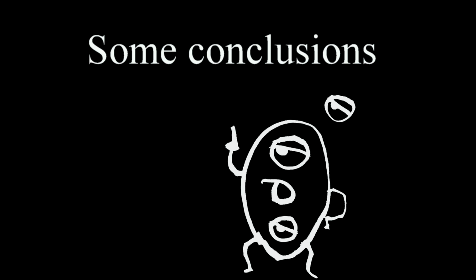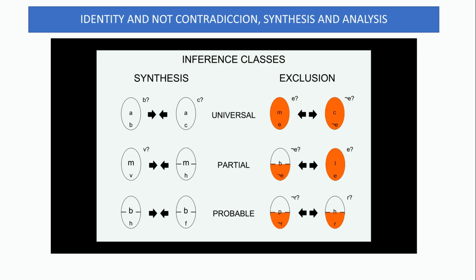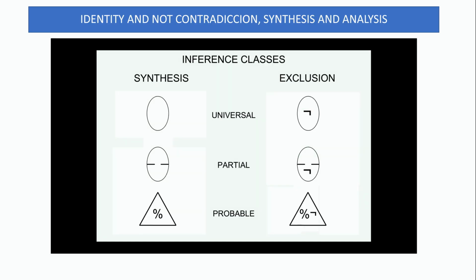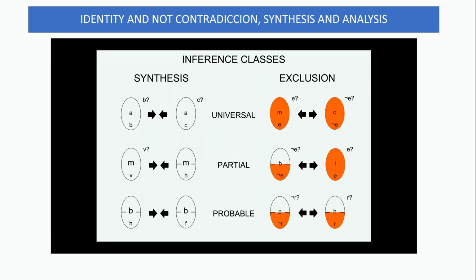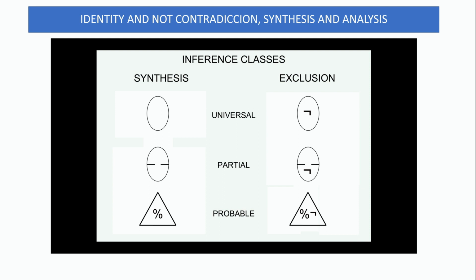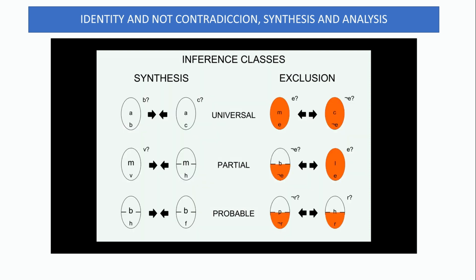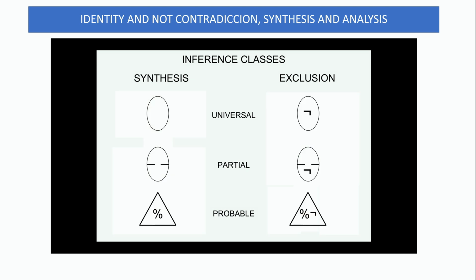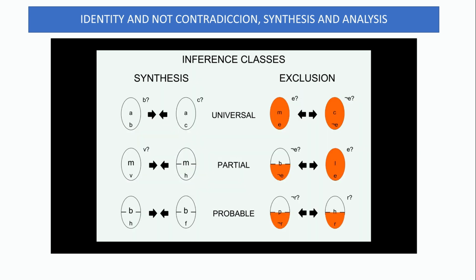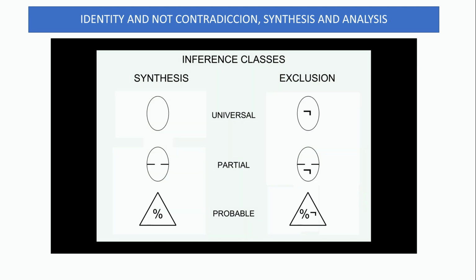Some conclusions. The Marlo diagram returns to the idea of quantifying the predicate that was already followed by authors like Bentham, Hamilton and De Morgan, and at the same time offers a new point of view on inference based on two old principles of philosophy and psychology: identity and non-contradiction, synthesis and analysis.